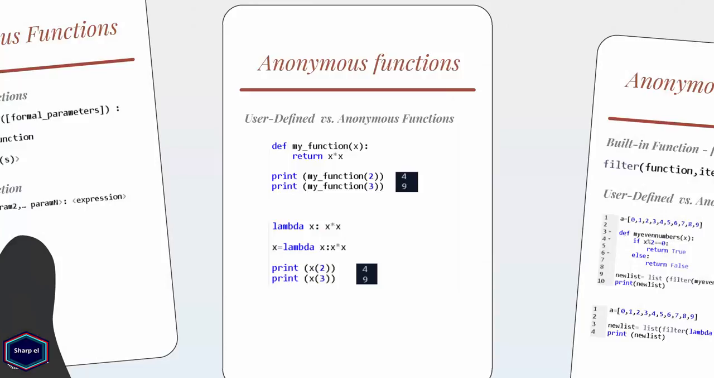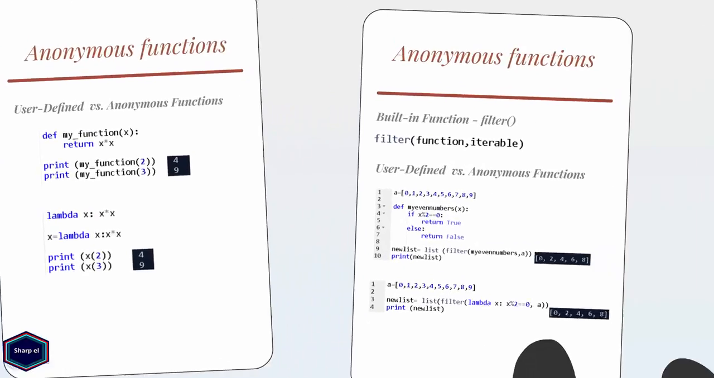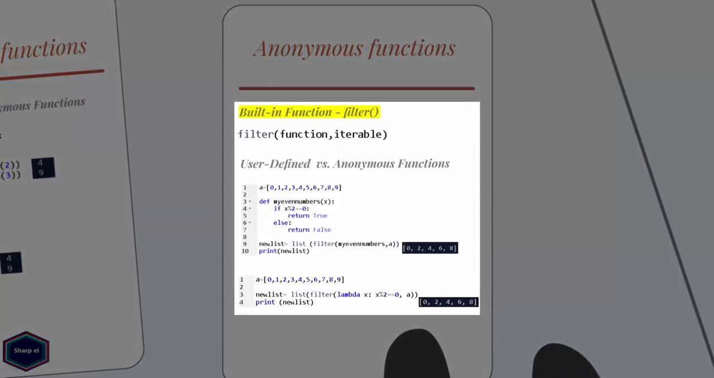Now the question arises why we need anonymous functions. If you are familiar with the built-in functions filter, map, or reduce, then you know that these built-in functions take a function as argument. Let's see the built-in function filter. The filter function takes a function and an iterable object as arguments, and constructs an iterator from those elements of the iterable for which the function returns true.